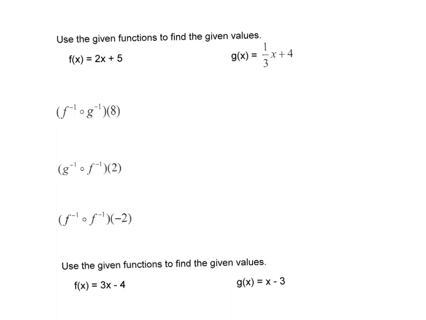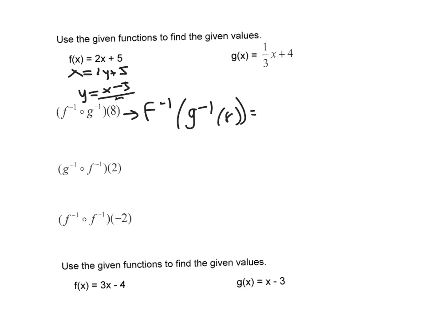They want you to find, for these two separate functions, the same thing as inverse f of inverse g of 8. That means you need to find the inverse for both of them. So what I would do is actually calculate the inverses. Again, switch your x and y. So x equals 2y plus 5, so y equals x minus 5 over 2. So inverse of f of x is x minus 5 over 2.